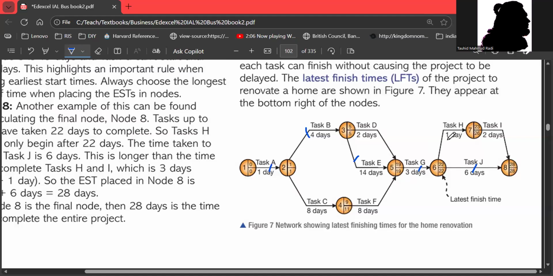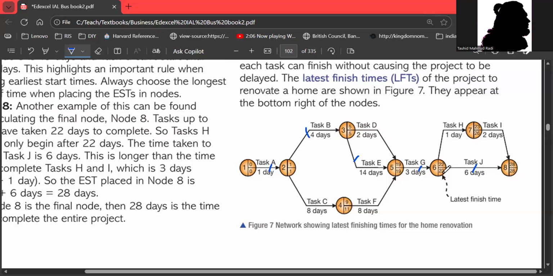Next, LFT, latest finish time, is the lower part of the node, the circle. Here it is 28. Now we'll deduct the time of the activity from here. So 28 minus 2 is 26, then minus 1. See, it was supposed to be 25, but we have written 22. Why? Because now we'll take the lowest one. 28 minus 6 is 22, and 22 is lower than 25. So we'll be taking the lowest value for LFT.